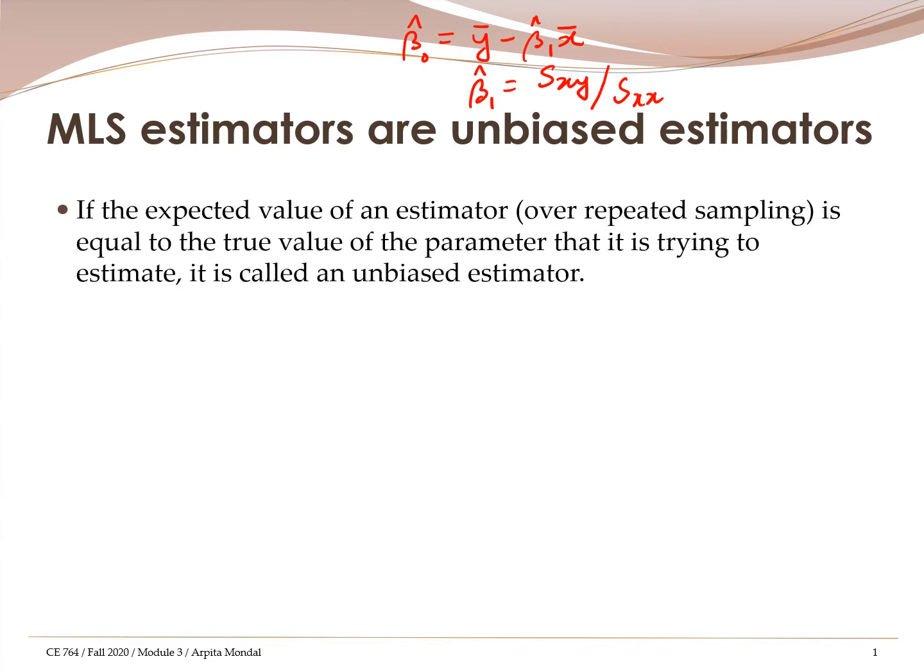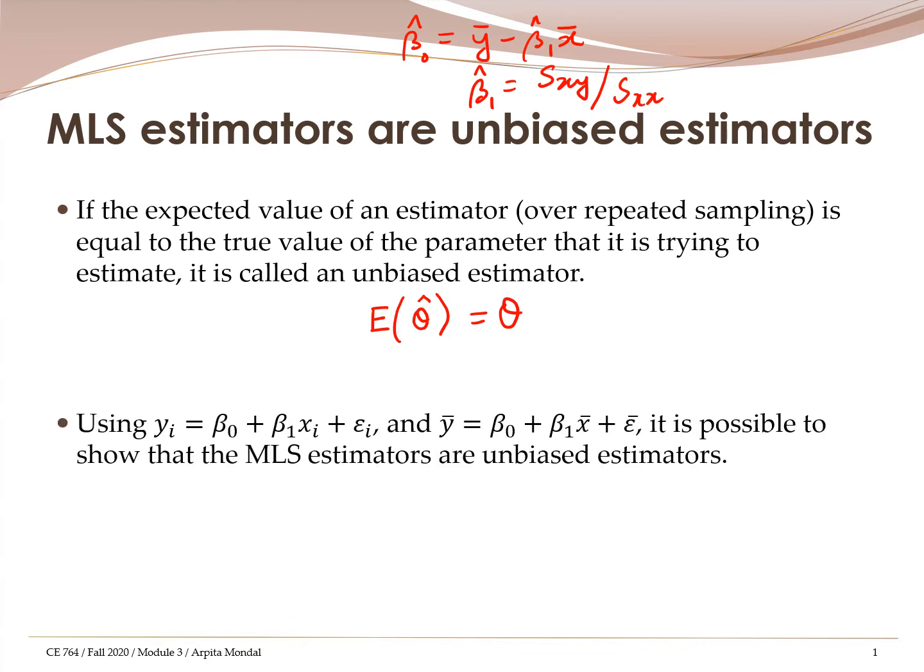The first one is whether they are unbiased estimators or not. If we recall from our earlier discussions, an estimator is an unbiased estimator if over repeated sampling its expected value is equal to the true value. So using the generic notation theta for parameters, if the expected value of theta hat is exactly equal to the true parameter theta, then this estimator is called an unbiased estimator.